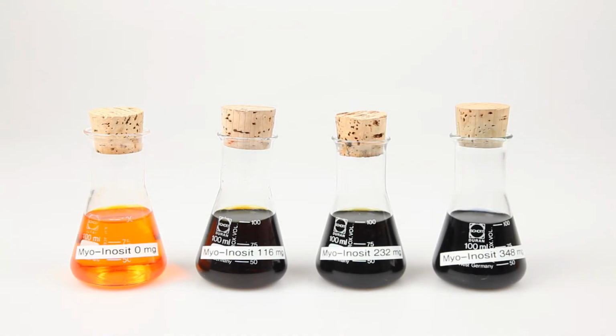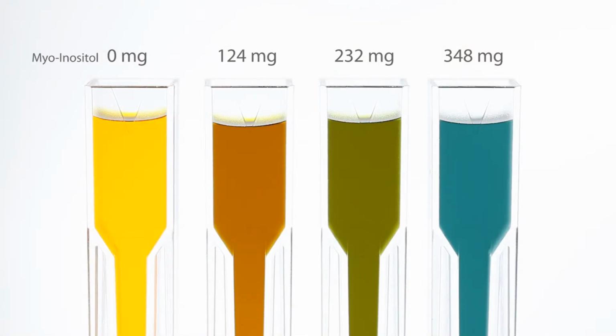After completion of the reaction, the orange dichromate has been partly reduced to the blue chromium-3 by oxidizing organic compounds. The intensity of the blue color is a direct measure for the amount of organic compounds in the sample.